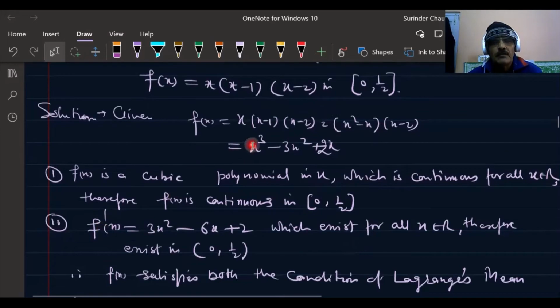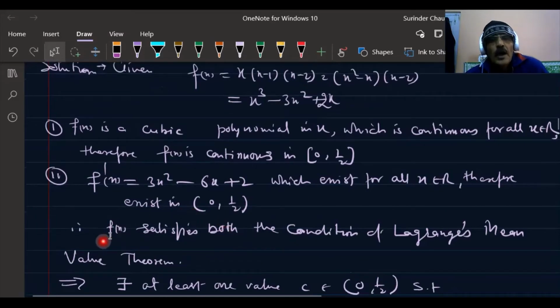Now we differentiate f. We get 3x² − 6x. This derivative function f'(x) is defined for all real numbers. Therefore, the open interval 0 to 1/2 is a subset of the real numbers, so the derivative exists in the open interval 0 to 1/2. This implies f(x) is differentiable in the open interval. Therefore, f(x) satisfies both conditions of Lagrange's mean value theorem.